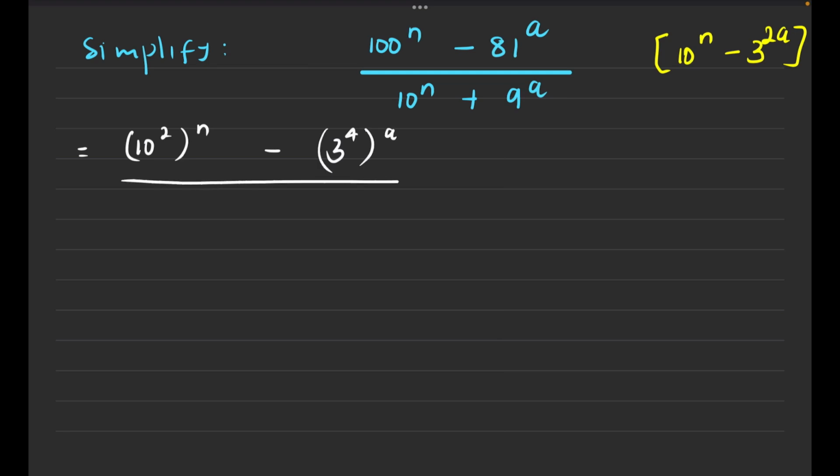I'm going to divide this here by 10 to the power n plus 9, which can now be expressed as 3 squared, right? Then all of this is to the power a. Okay, guys, so let's utilize now the power rule, where I'm going to be multiplying the exponents. So this is equal to, maybe let me write it here, 10 to the power n, like this.